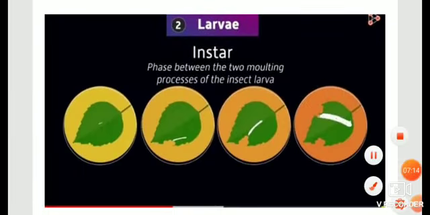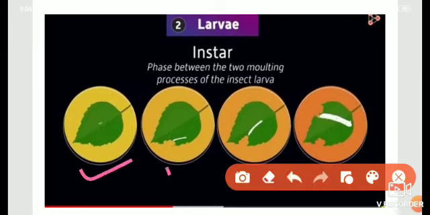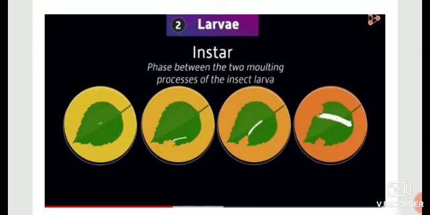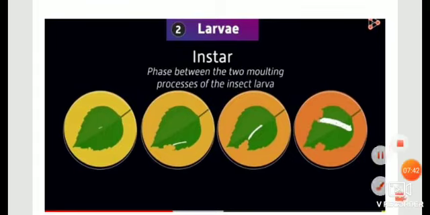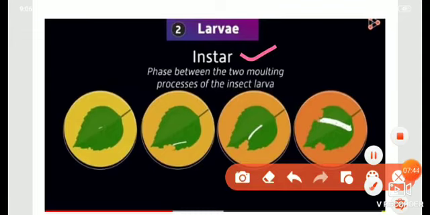And students, one more thing. There are more and more stages of larva. You can see here 1, 2, 3, 4. There are 4 stages of larva, and the stages of larva are called the instar. What is instar? The phase between two molting processes of the insect larva is called the instar.